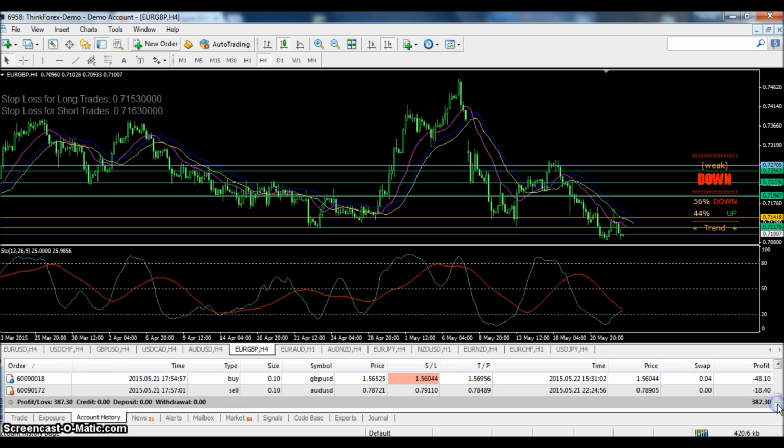But anyways, I'm actually $387 in profit right now, but I lost a little bit. I lost about $115, because I was at $502.04. But it happens. You know, that's just the way it is.